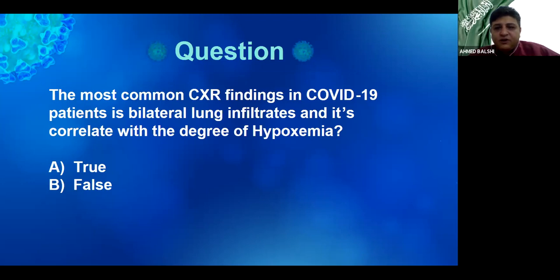Is it correlated with the degree of hypoxemia? No. The chest X-ray does not correlate with the degree of hypoxemia. We can find a patient with very bad chest X-ray infiltration in both lungs, but the patient is still not hypoxic. And the opposite is true. Sometimes we find a patient with very mild infiltration in the chest X-ray, and the patient is severely hypoxic. Then the answer for this question is false, because it is not correlated with the degree of hypoxemia.